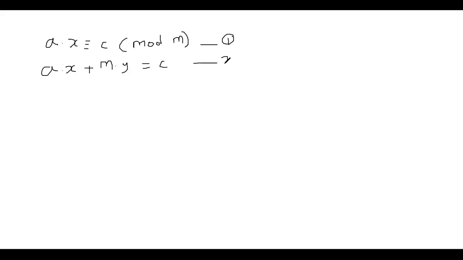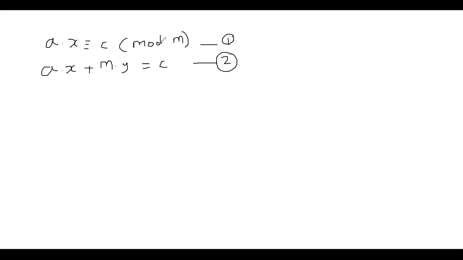Suppose your goal is to solve a times x congruent to c mod m. Your goal is to find x which satisfies this congruence. How do we make use of the linear Diophantine equation we learned about earlier? Congruence 1 is nothing but a times x plus some m times y equal to c. It must be clear why, because if you take mod m on both sides of equation 2, this part will cancel out. Then you will get a times x congruent to c mod m, which is exactly what equation 1 says. So 1 and 2 are equivalent.